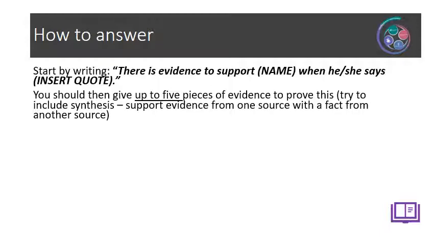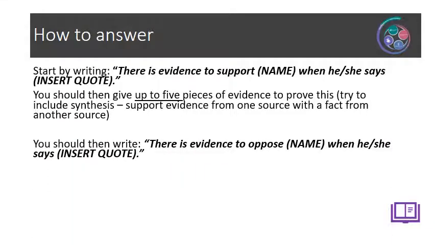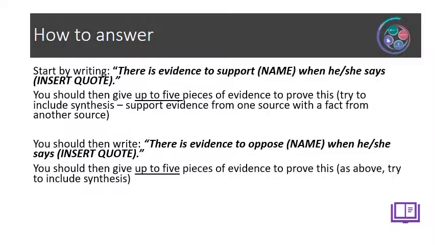You should then give up to 5 pieces of evidence to prove this, so try to include synthesis where possible, supporting evidence from one source with a fact from another. Then to get your final 5 marks in the question, you want to repeat this process, but for opposing evidence. So you should then write there is evidence to oppose the name of the person giving the statement when he or she says, insert quote, and you should then give up to 5 pieces of evidence to try to prove this, again including synthesis as far as possible. It's important to remember that we should not reuse evidence more than once.